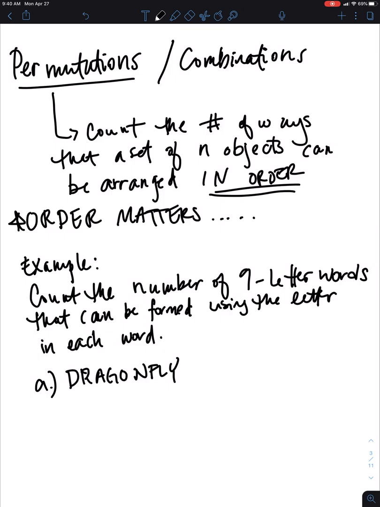All right, so let's get to the example. So I wrote down the example. It says count the number of 9-letter words that can be formed using the letters in each word. Okay, so how many letters does it have? It should have said 9, but I'm going to count to make sure. Okay, so this would be 9 letters.